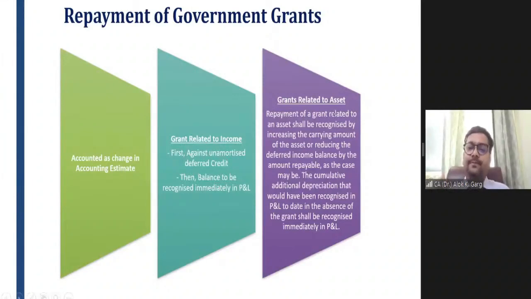So guys, if it is an error, then as per Ind AS 8, the account has to be retrospectively restated. The account has to be corrected. But sir, if it is not an error, for example, the company was reasonably assured that yes, it will be complied. In the second year, it will be complied.